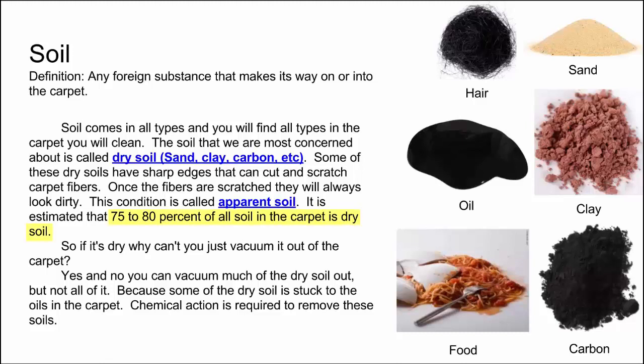Now, it's estimated that 75 to 80% of the soil in the carpet is going to be these dry soils. So you might ask, if it's dry, why can't I just run a vacuum over it and it be gone? In a perfect world, that would be great. But the problem is these soils are stuck onto the carpet through other soils. So you're going to have oils that these dry soils are bonding to. Hence, you have a problem of the dry soils sticking to the carpet and you can't just vacuum them off. It's going to require a chemical action to remove these types of soils.